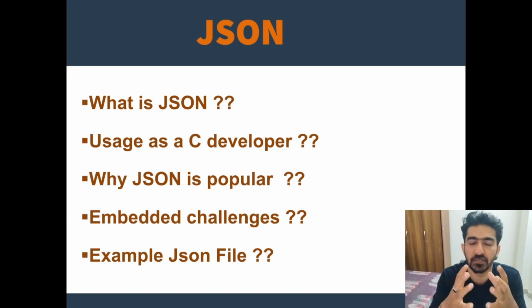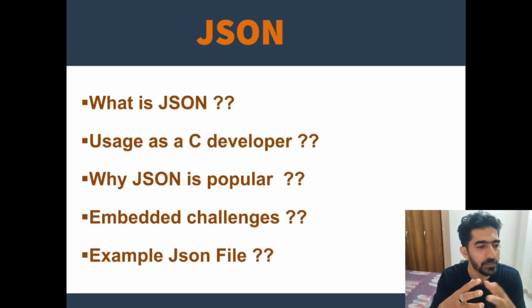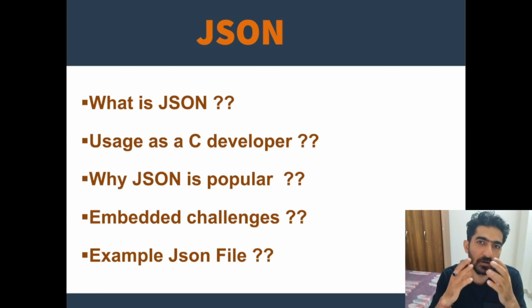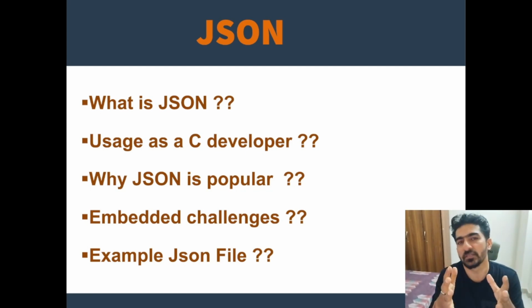Okay, so today we will discuss why this JSON is preferred over all the other technologies, or what are the advantages of using JSON. So I have listed a few of the points here. First we'll discuss what is JSON, then why it's used in C programming. So as a C developer, how you utilize this power of JSON to add the functionality of communicating with web servers or apps. Then why JSON is popular. In this video, we will be giving more stress mostly to why JSON.